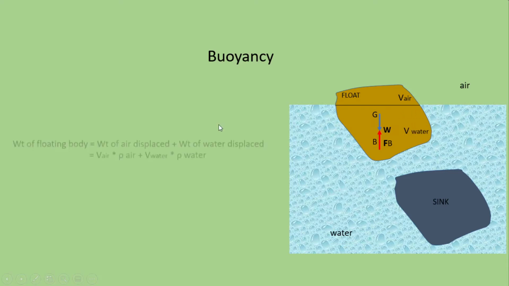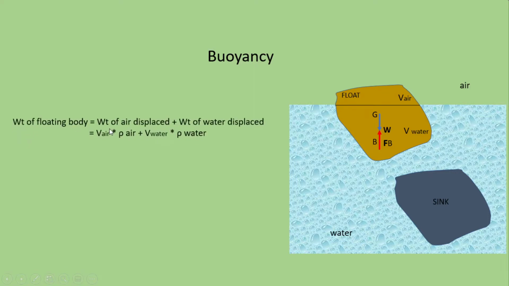Based on the principle of flotation, the weight of the floating body equals the weight of the fluid displaced by the body. So in this case it is the weight of air displaced plus the weight of water displaced. The weight of air displaced is calculated by multiplying the volume in contact with air by the density of air, and the weight of water displaced is calculated by multiplying the volume of the body in contact with water by the density of water. Since the weight of air displaced is negligible in magnitude, we can consider the weight of the floating body equal to the weight of water displaced. Based on this principle, now we can solve a problem.